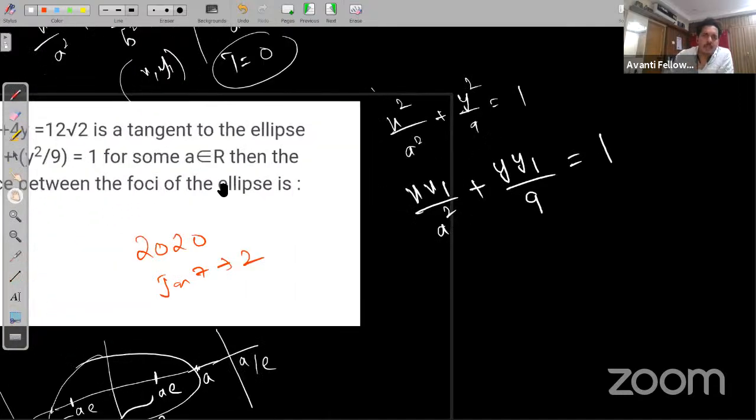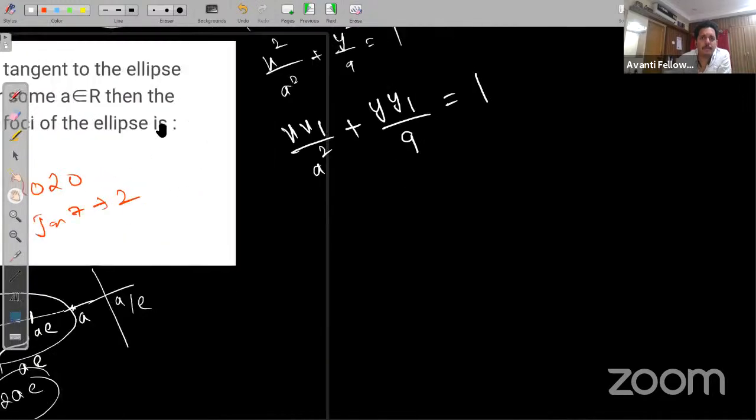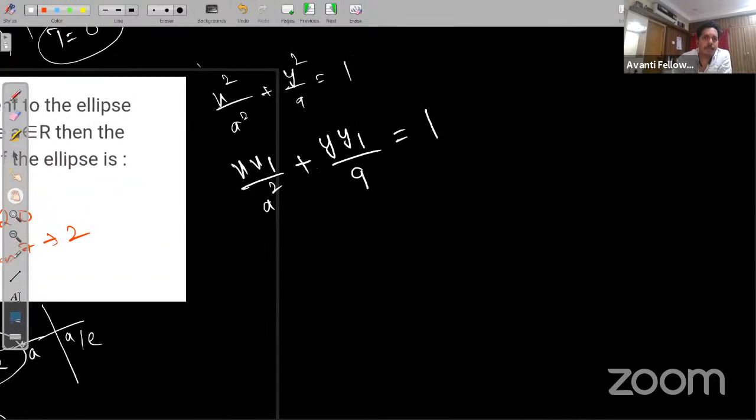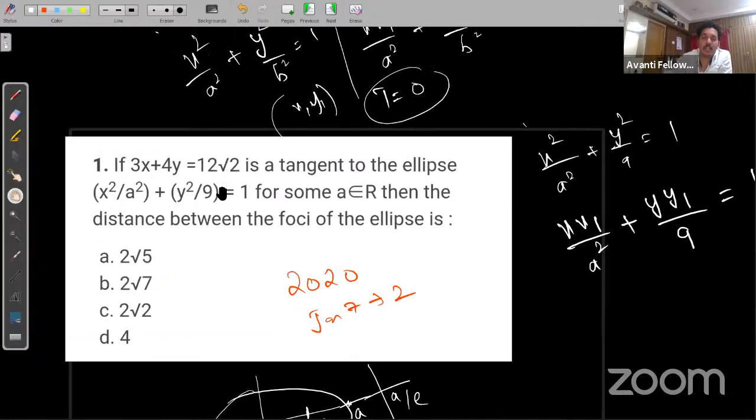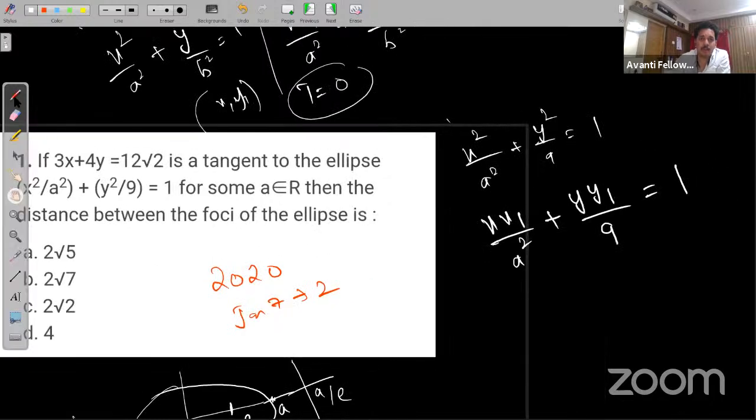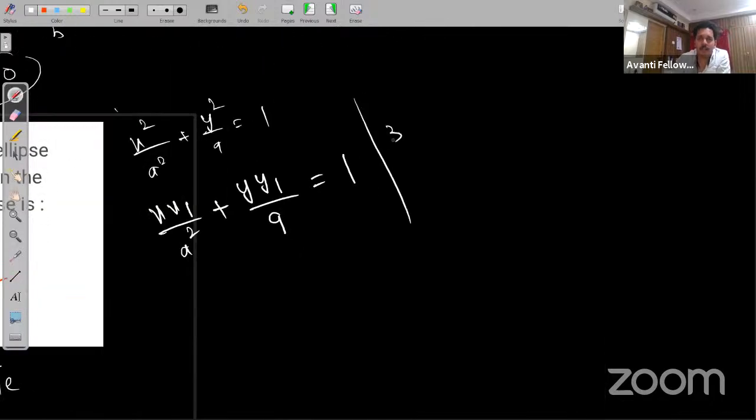The equation of tangent is also given. It is 3x plus 4y is equal to 12 root 2. So I'm writing it here: 3x plus 4y is equal to 12 root 2. If I bring the 12 root 2 over here, what is happening? x by 4 root 2 plus y by 3 root 2 is equal to 1.